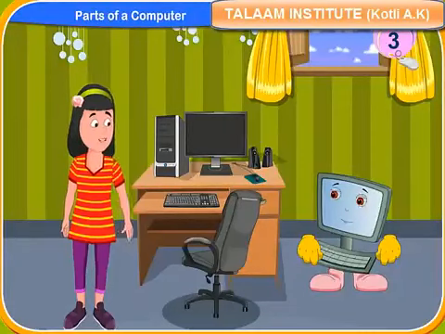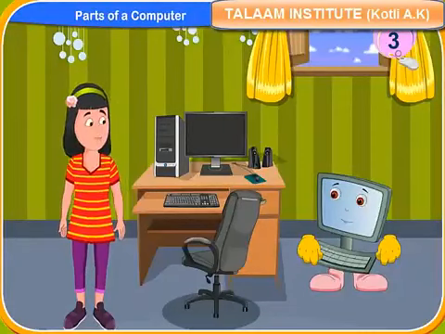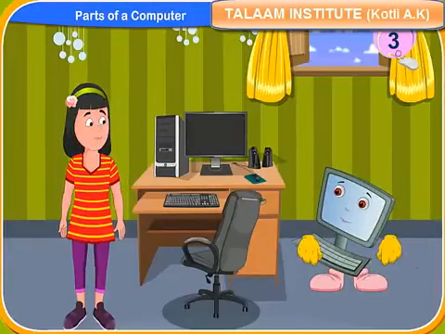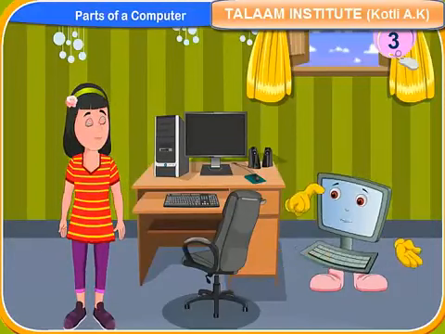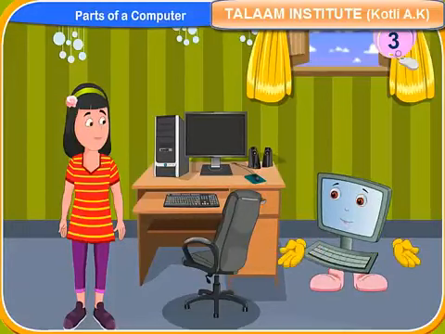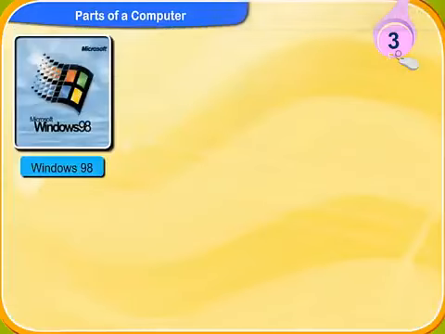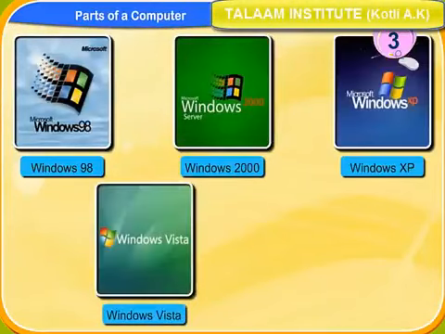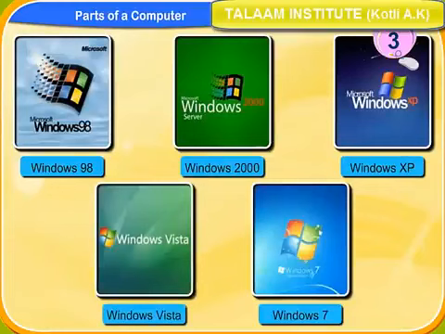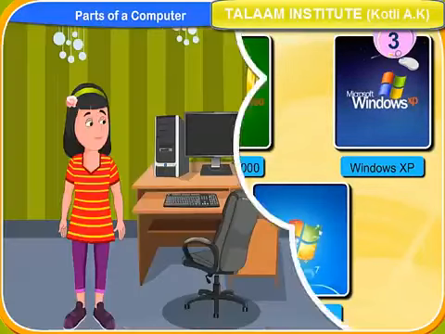Isn't Microsoft Windows an operating software? Yes, Rennie. It is the most popular operating system available today. Currently, different versions of Microsoft Windows are available. Windows 98, Windows 2000, Windows XP, Windows Vista, Windows 7 are some of the versions available.